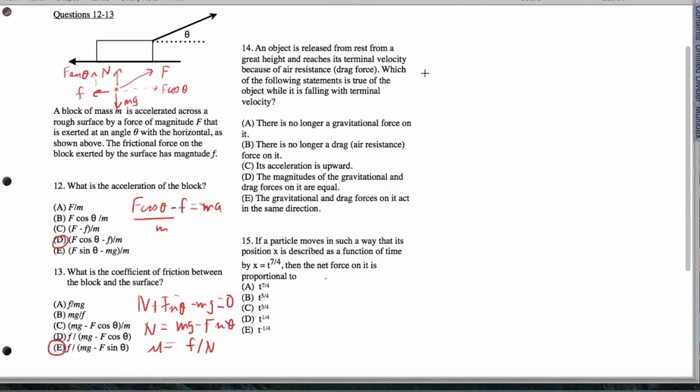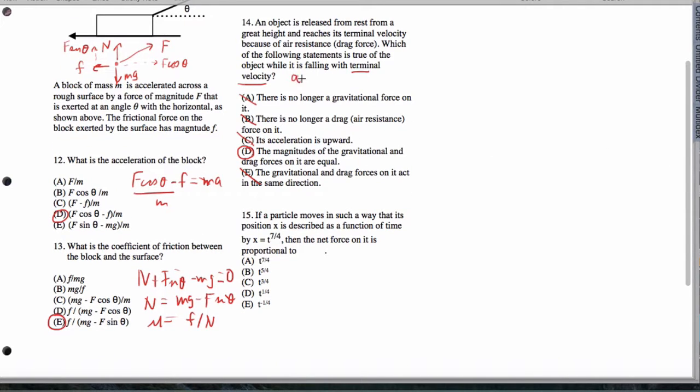And then number 14. We have an object that's falling. Maybe it reaches terminal velocity. Well, this means the gravity force and the drag force are equal. This is not true. There, of course, is a drag force. There's no acceleration upwards because the magnitudes of the forces balance. At terminal velocity, we have 0 acceleration at all, which means the forces balance.